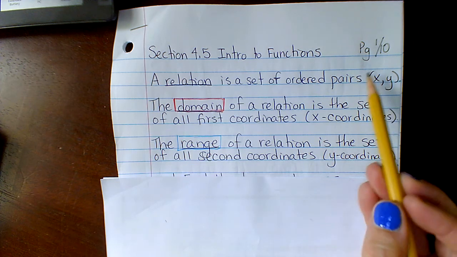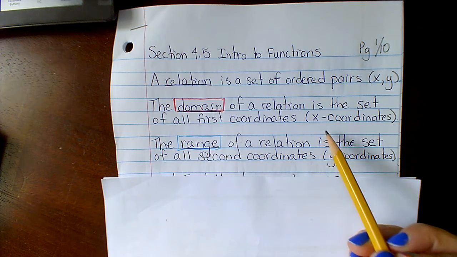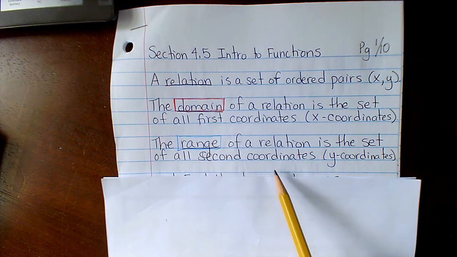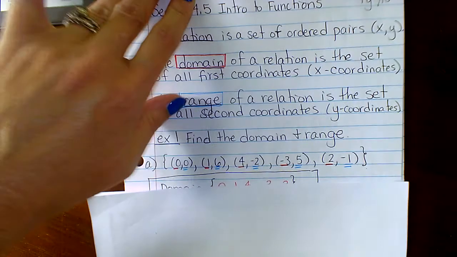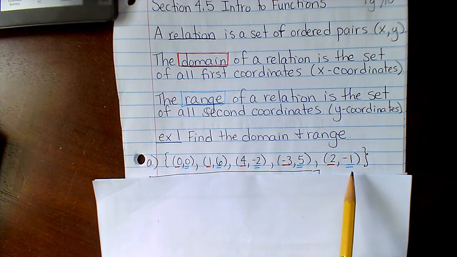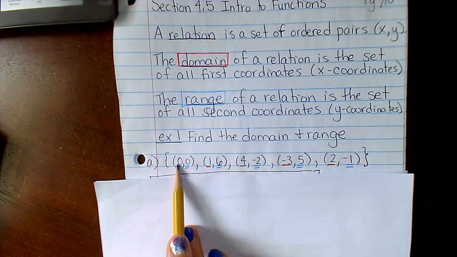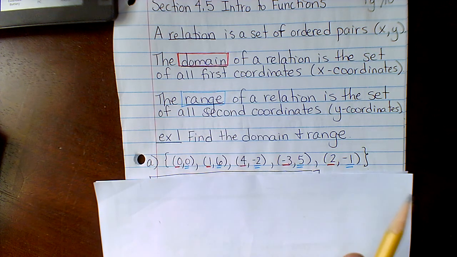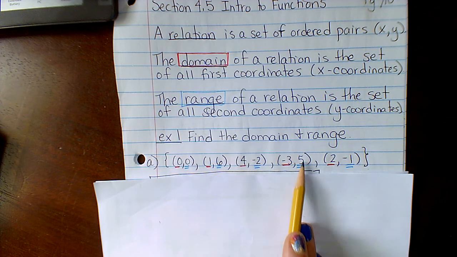The group of the first coordinates, we call that the domain. That's just the set of all the x coordinates, or the first coordinate. The range is the set of all the second coordinates, usually thought of as the y's. So let's go ahead and look at an example here. This is just a finite set of points. So the domain would be the set that just includes these first coordinates: 0, 1, 4, -3, 2. The range would be the second coordinate set: 0, 6, -2, 5, -1.